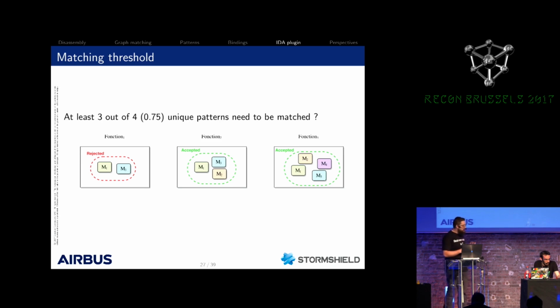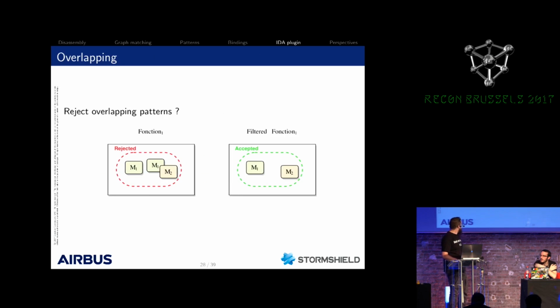So we create a threshold. Here we have a threshold of 0.75. That means that at least we want 3 out of 4 patterns. So in the middle, it's accepted too. But at the left, we just have 2 out of 4. So we reject this function.